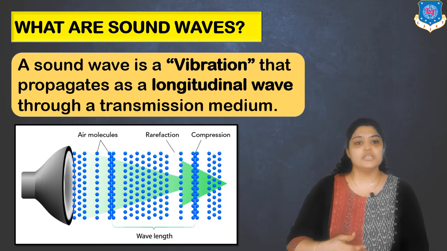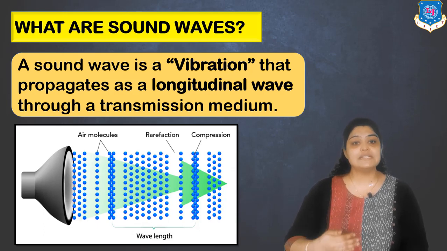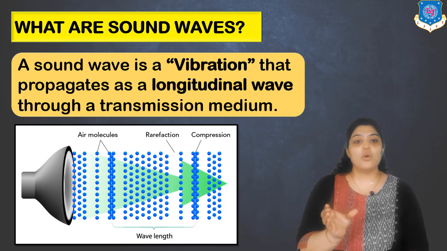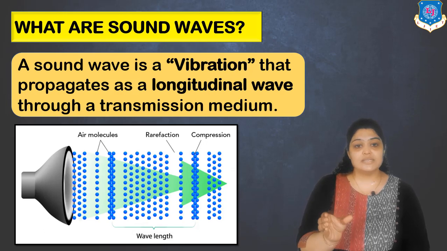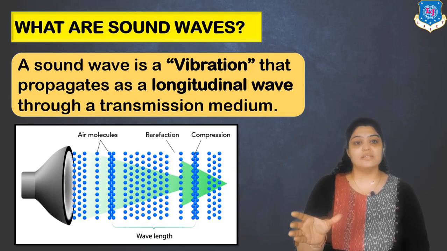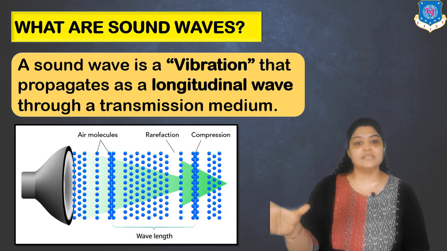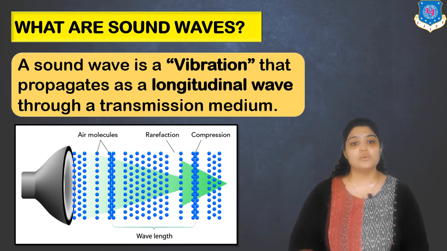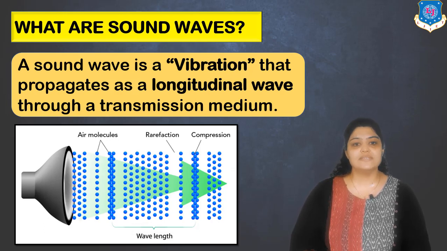Now what is a longitudinal wave? A longitudinal wave is a wave which moves in the form of rarefaction and compression. What is compression? It is where all the particles of the medium are compressed, then they expand, then they compress, then they expand, and this is how the propagation of sound waves from source to detector takes place. So this was a brief on sound waves.